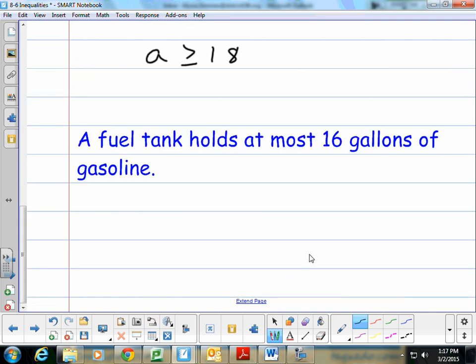Lastly, a fuel tank holds at most, meaning you can't go over, 16 gallons of gas. So that would be the tank can hold less than or equal to 16 gallons. If you did the tank is greater than or equal to 16, that would mean it could hold 17, but no, it says at most 16. You can't overflow it.